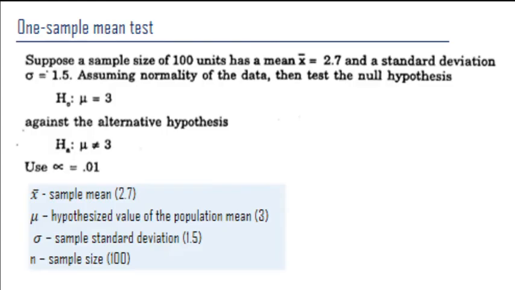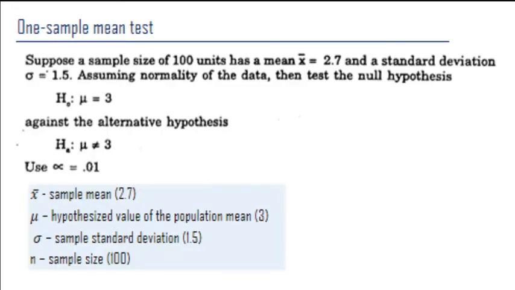Let us take this example, my dear students, for one sample mean test. Suppose a sample size of 100 units has a mean of 2.7 and a standard deviation of 1.5. Assuming normality of the data, then test the null hypothesis such that null hypothesis mu is equal to 3 against the alternative hypothesis mu is not equal to 3. Use significance level at 0.01.